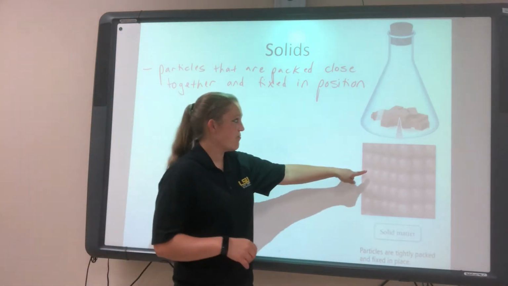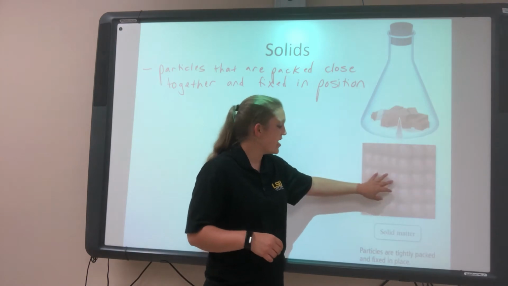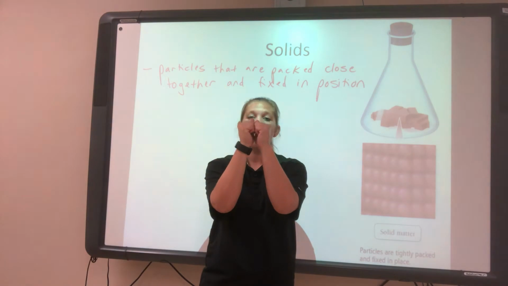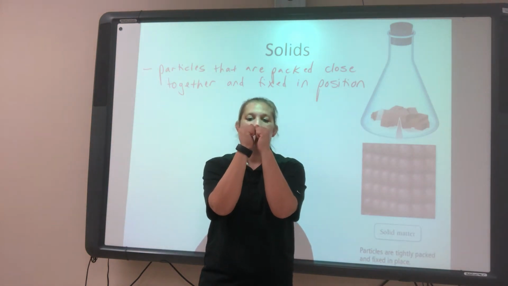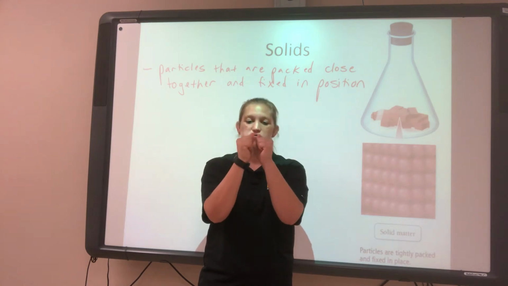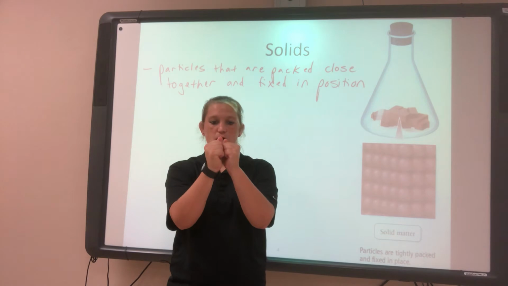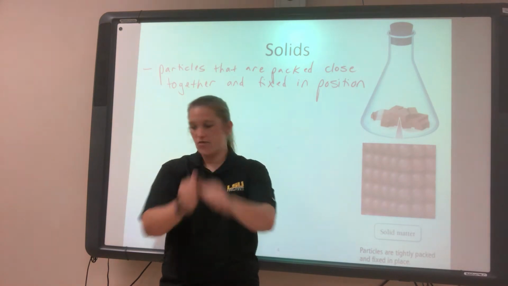So here's kind of a picture. Here's some solid, and this is what the atoms look like. So in a solid, you've got your 2 atoms. They're close together, and they're fixed. Now, we'll talk about later, they're actually vibrating, but they're not moving around. So they're here, and they're vibrating. So fixed position, they're not moving about, and they're close together.